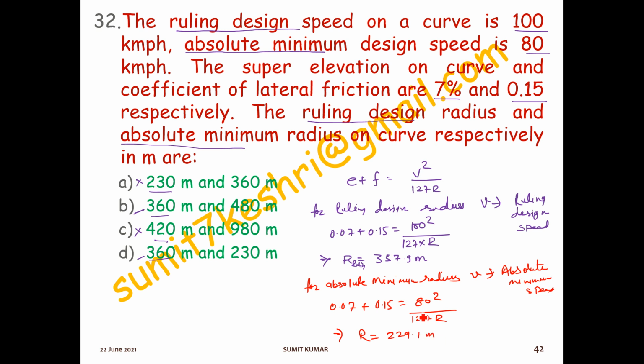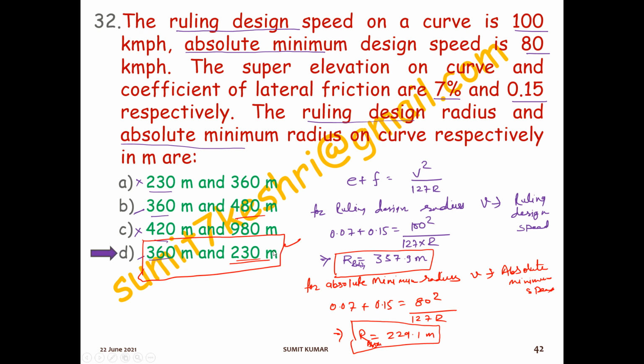229.1 meter. So from options B and D, see which one is nearly equal, which is 230 meter. So we can say option number D will be your right answer. This 357 is the ruling value, and this value is our absolute. So option number D will be your right answer.